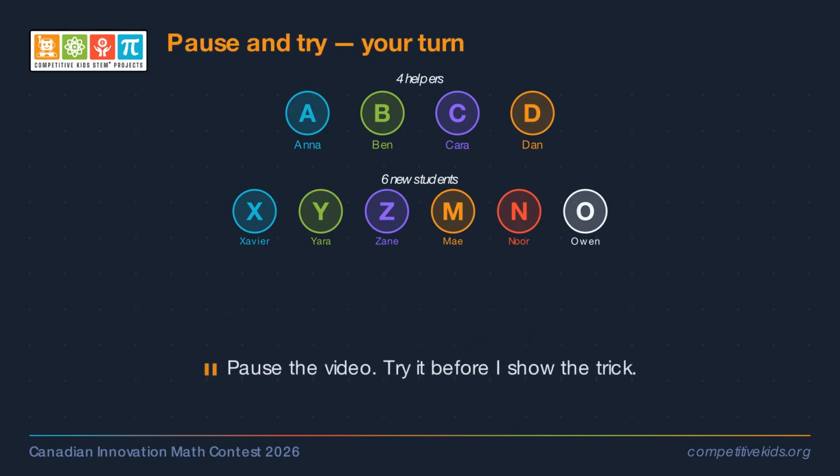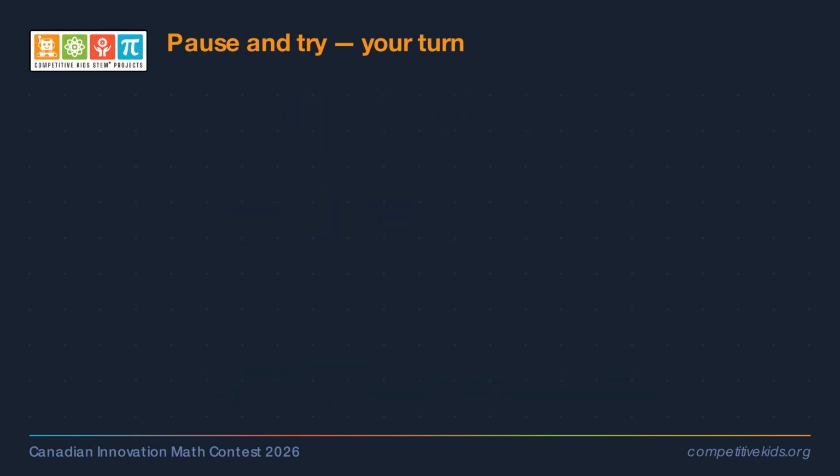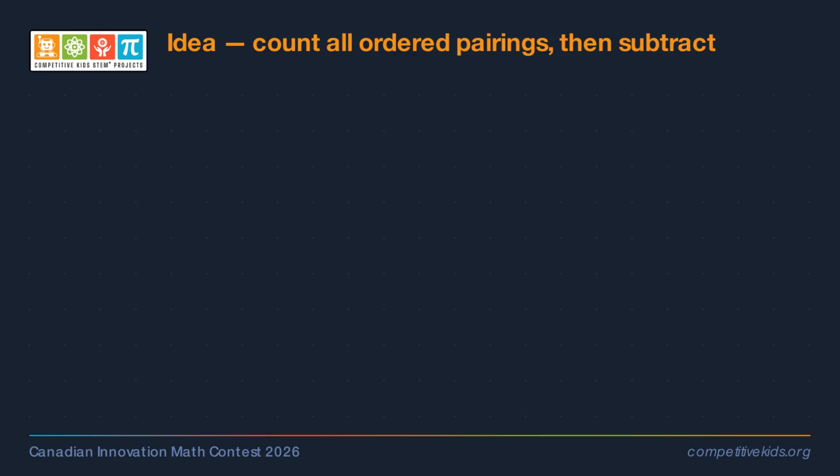Pause the video. Try it before I show the trick. Hint: count all ordered pairings first, then subtract the bad one. Here's the trick. 2 steps. Step A: count all the ordered pairings, with no restrictions.